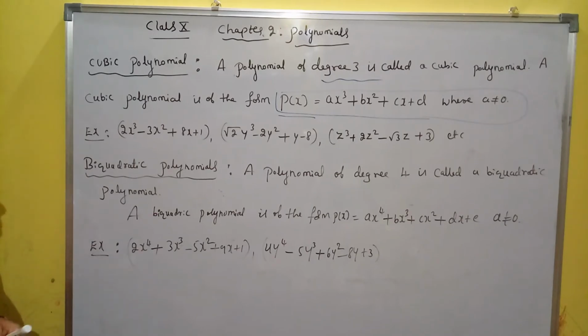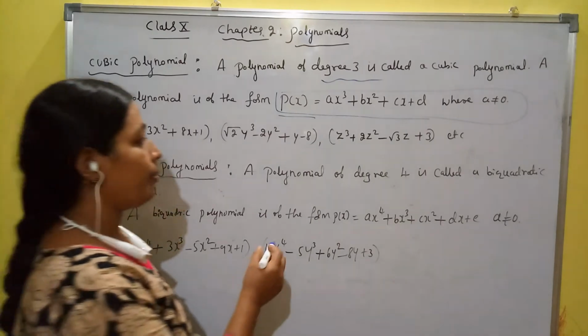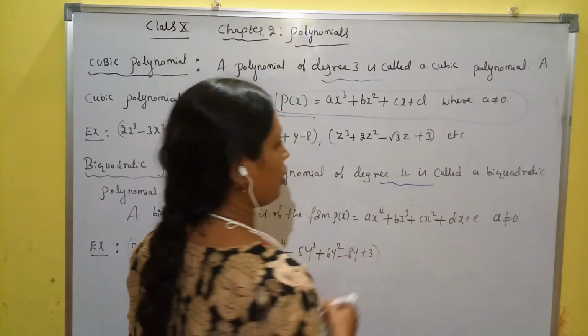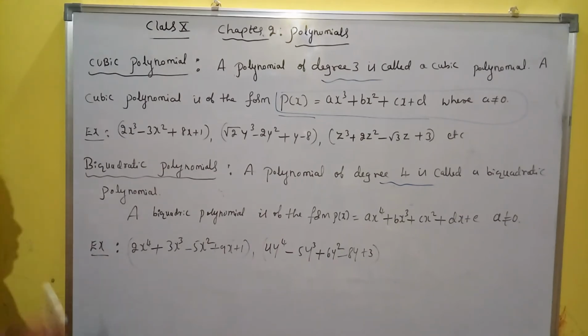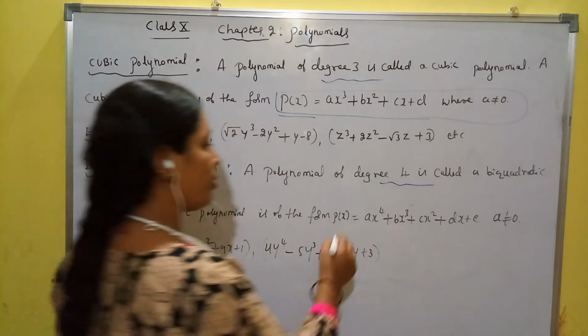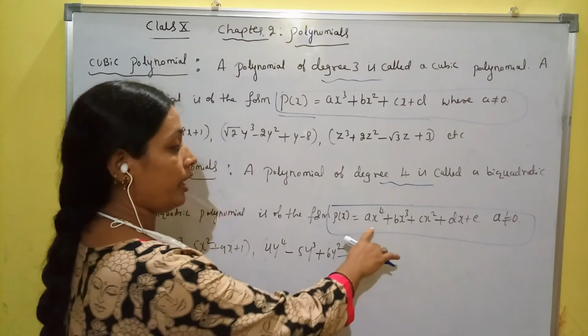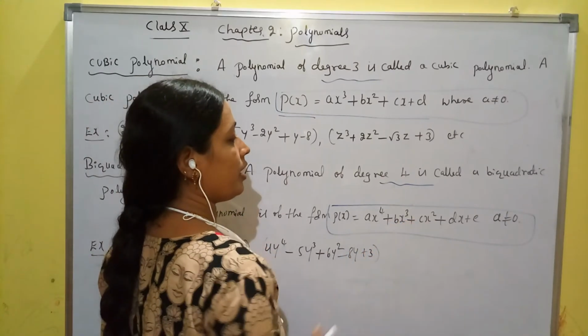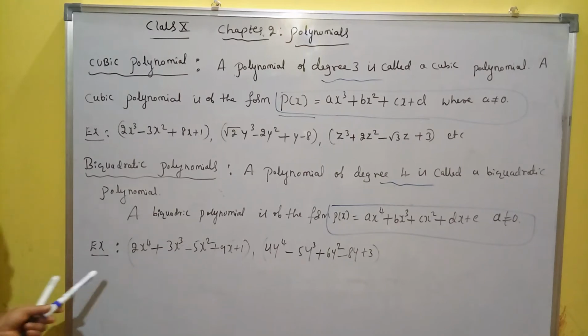Like that, what do you mean by biquadratic polynomial? A polynomial of degree 4 is called a biquadratic polynomial. What is the general form of a biquadratic polynomial? Here also the same condition, a does not equal 0. ax⁴ + bx³ + cx² + dx + e. That is the general form of a biquadratic polynomial.